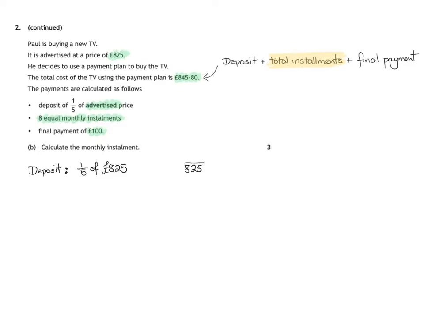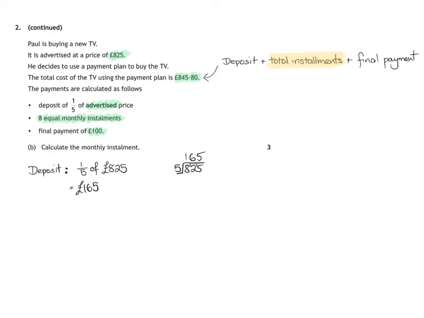To find a fifth of something, we're dividing by 5. Remember, we don't need to do this in our heads. Non-calculator is not the same as mental arithmetic. They're not the same thing. Mental arithmetic, you do it in your head. Non-calculator, you write it down. So we have 8 divided by 5, which gives us 1 with 3 left over. Which means we have 32 divided by 5, which is 6 with 2 left over. And then 25 divided by 5, which is 5. So the deposit is £165.